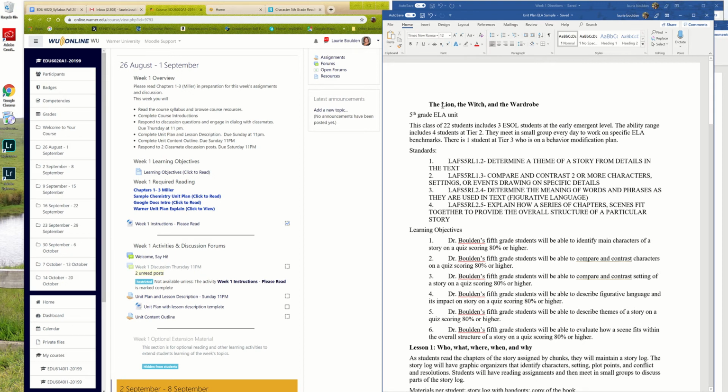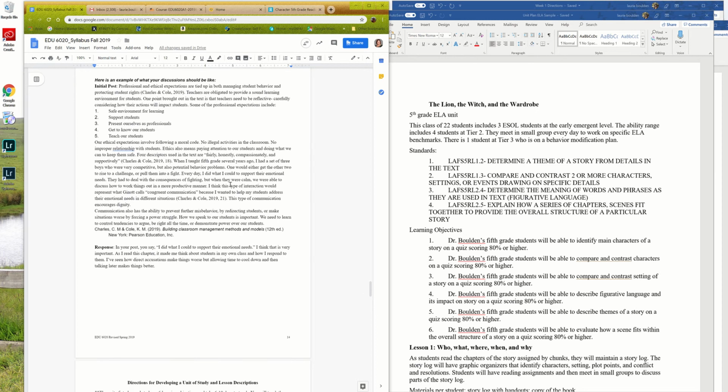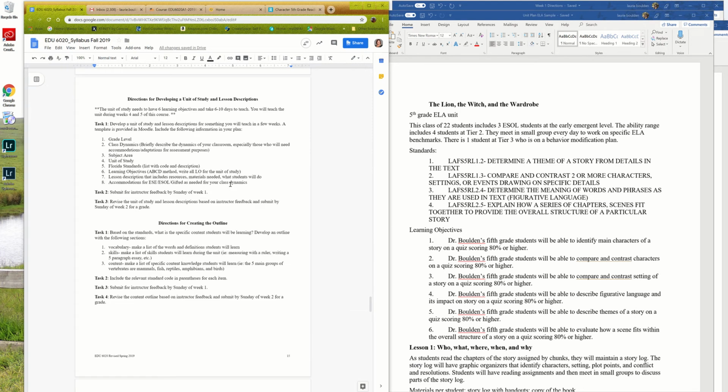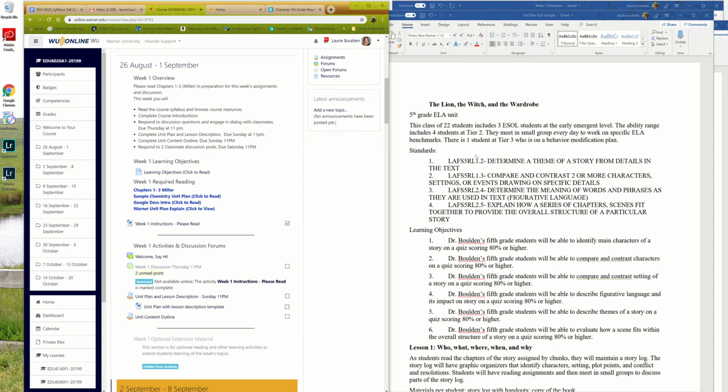All right, so for The Lion, the Witch, and the Wardrobe, this is a 5th grade English language arts unit, and I've developed it using what is recommended in our syllabus. Okay, so you'll see here these are the things that you need to include in your unit plan. So that's what we want to make sure that we have.